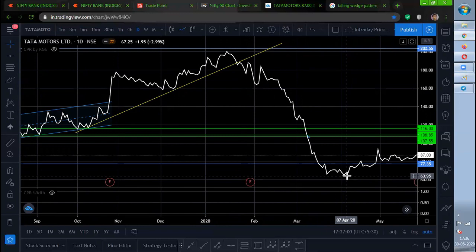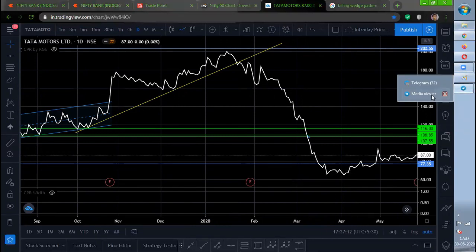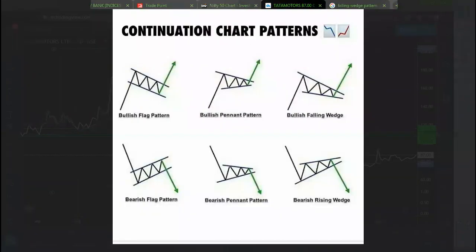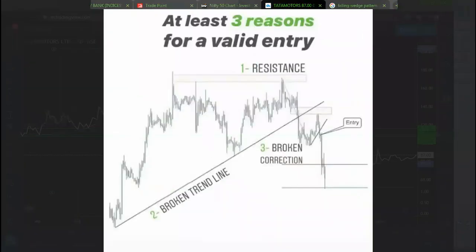So for any stock you watch, you need to ensure you are drawing proper support, resistance, and proper trend lines. Then only you can get some good trades, bro. I will show you one screenshot, bro. Seeing that screenshot, you will get some idea. Okay, so see here.